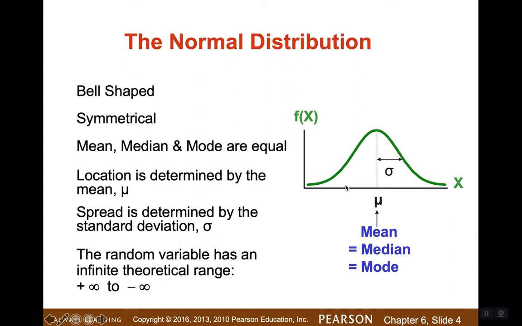And the height of the curve is driven by the standard deviation, which will tell us the spread. If I have a small standard deviation, that means I have a curve that goes up, narrower and taller, versus a wider distribution, which is flatter and more spread out.